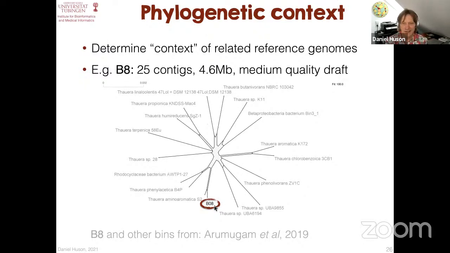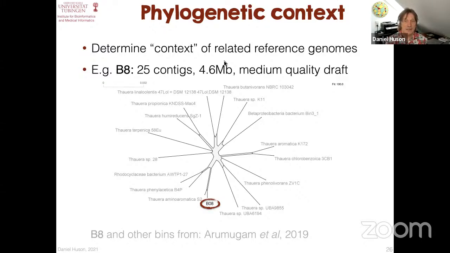We get a good idea. Well, it looks from this analysis, I'm guessing, that it's a Tauera species, because nearly everything that I see here is a Tauera. There's something different over here, some proteobacteria, but everything else is a Tauera. So this is probably going to be a Tauera.